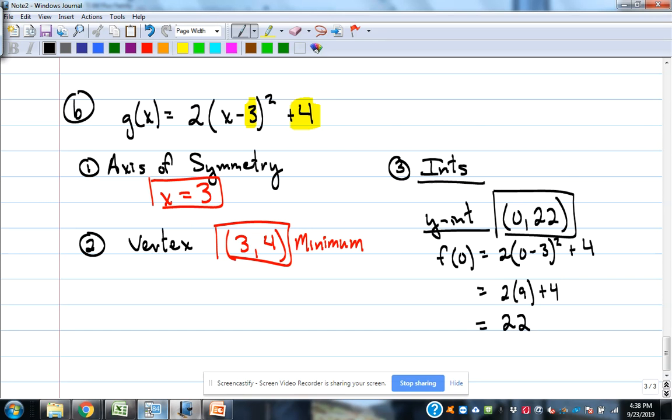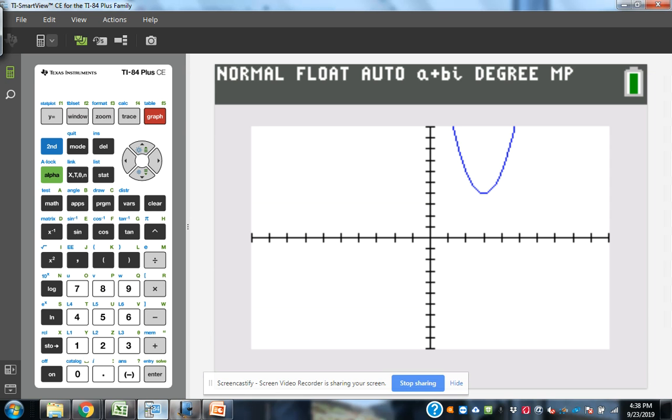And if I glance at my graph, I can see that it's going up pretty good ways there, but it's going to veer into the y-axis somewhere way up there. Looks like it probably would be 22.